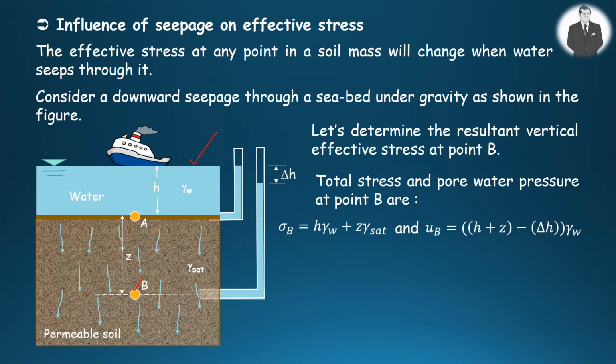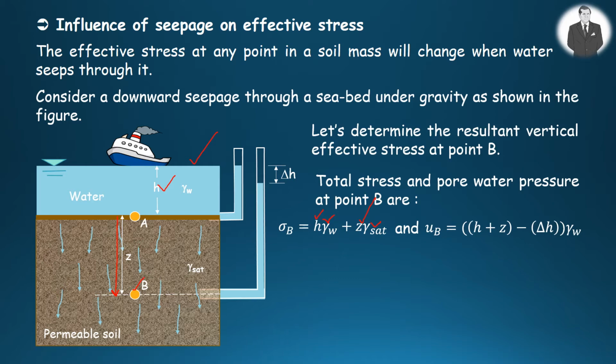The total stress is equal to H times gamma sub W plus Z times gamma sub Z. H is the thickness of seawater, and gamma sub W is the unit weight of water. Z is the distance from the seabed to the point B under consideration, and gamma sub Z is the saturated unit weight of soil beneath the seabed.